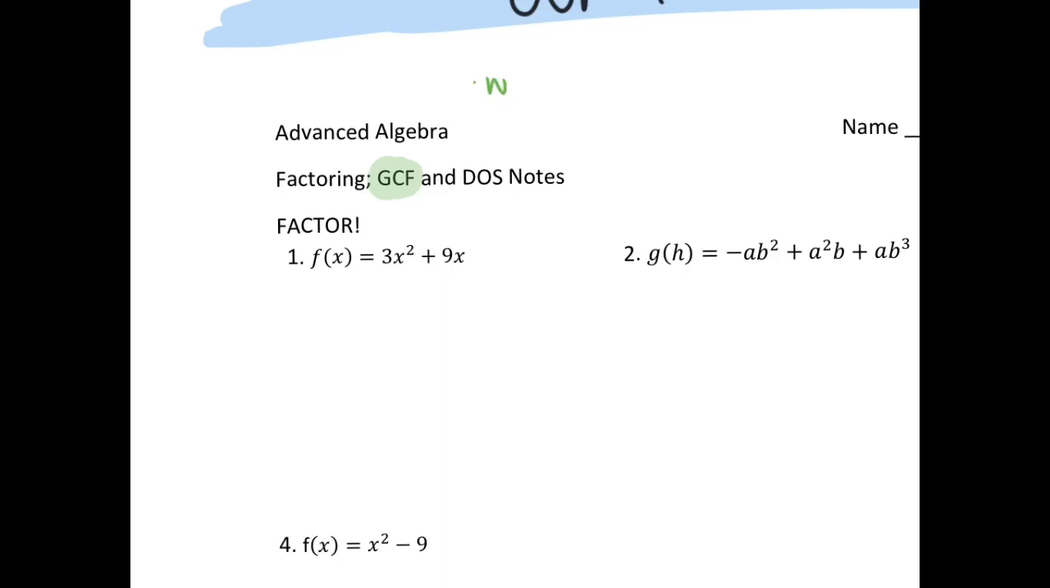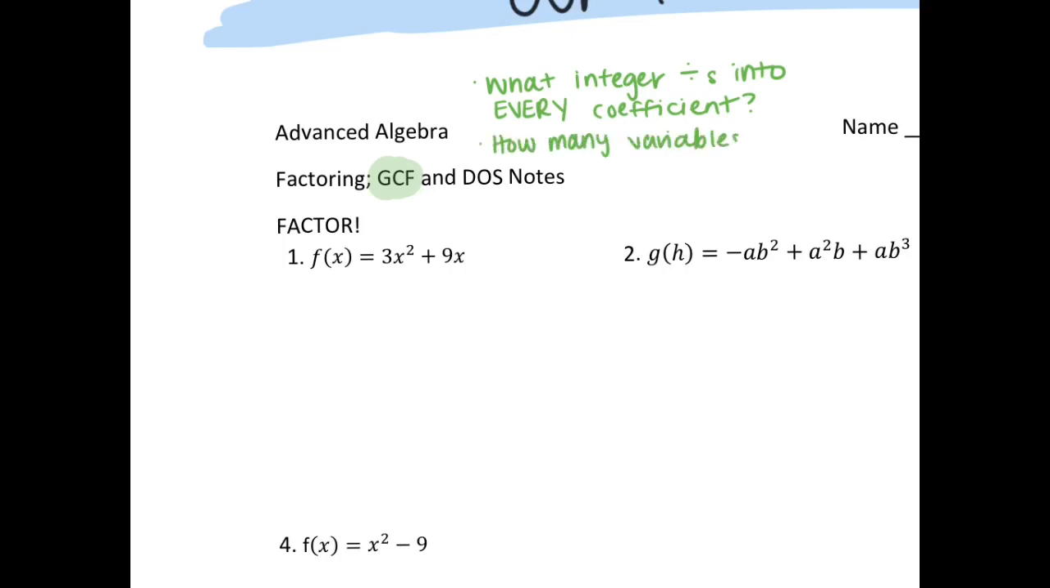When doing these problems, I want you to think of two questions. What integer divides into every term, and how many variables does each term have in common? Once you think of those two questions, then you can take them out as the greatest common factor and write down what has been left behind. Really, it's kind of like dividing.